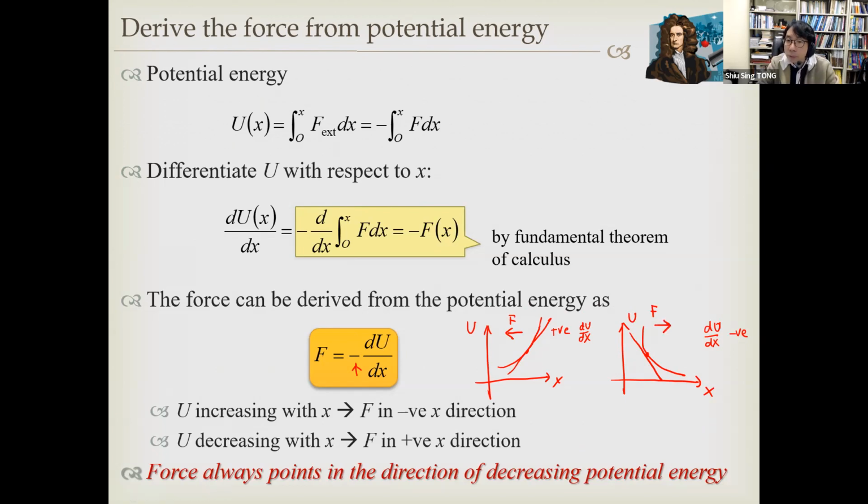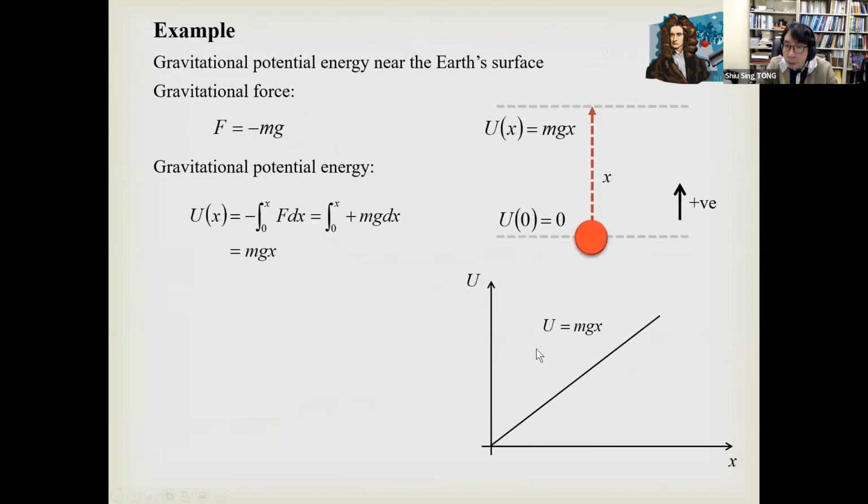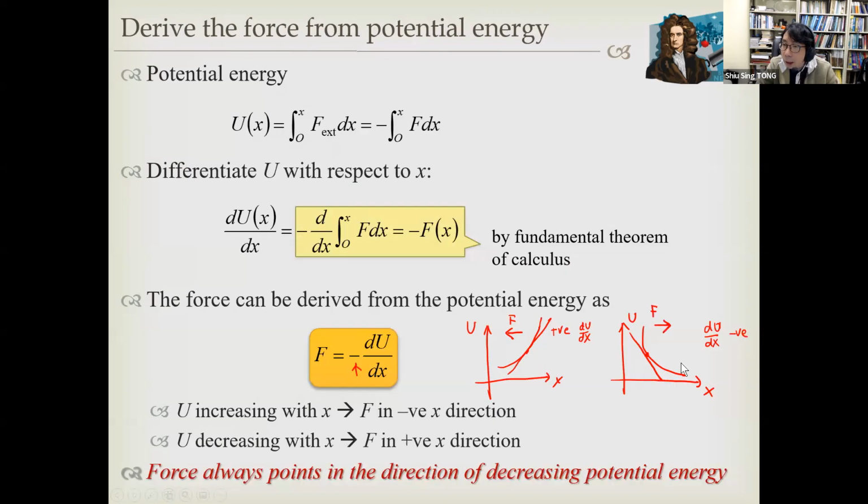Okay. Now, when you look at these two situations, you can see a special relationship between the force and U. The force is always pointing in the direction of decreasing potential energy. If the potential is going up, the force is pointing to the negative side. If the potential is going down, the force is pointing to the positive side. It always tends to move the object to a position of lower potential energy, so to speak.